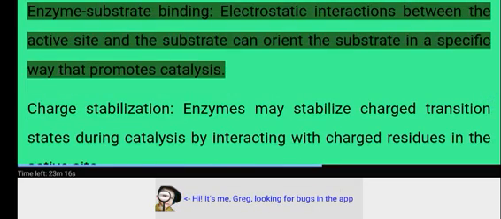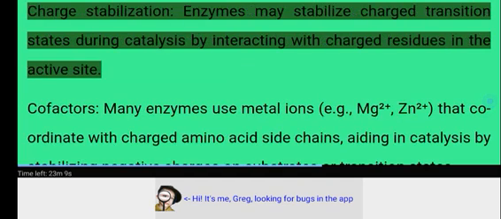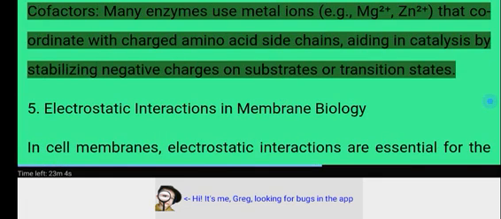Enzyme-substrate binding. Electrostatic interactions between the active site and the substrate can orient the substrate in a specific way that promotes catalysis. Charge stabilization. Enzymes may stabilize charged transition states during catalysis by interacting with charged residues in the active site. Cofactors. Many enzymes use metal ions, e.g., Mg²⁺, Zn²⁺, that coordinate with charged amino acid side chains, aiding in catalysis by stabilizing negative charges on substrates or transition states.